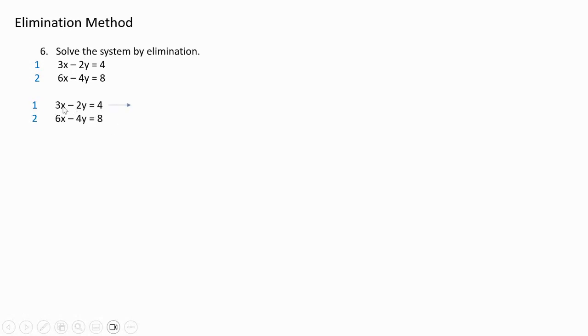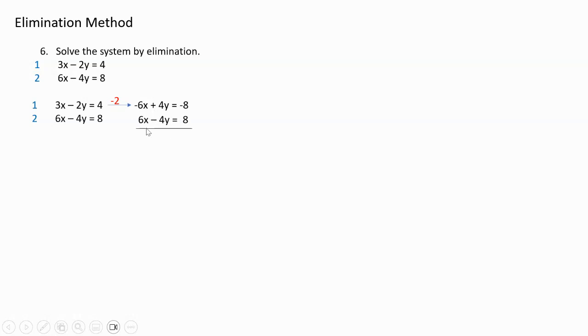Okay, if I want to get rid of the x's, I'm going to multiply equation 1 by negative 2. If I do that, I have to multiply negative 2 times every term, on both sides of the equal sign. So negative 2 times 3x, negative 2 times negative 2y, and negative 2 times positive 4. And here's my result. So equation 2, we just bring it over.